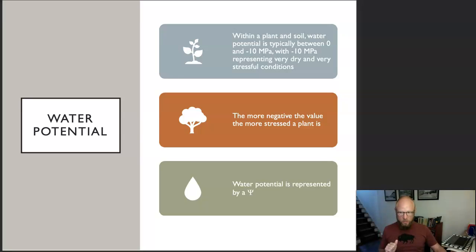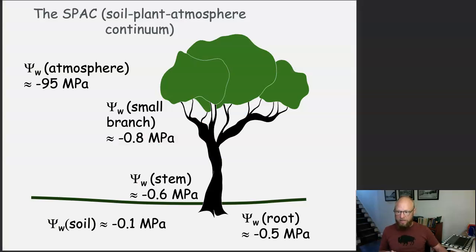Okay, so now we know a little bit about water potential and the potential energy of water. And we also know that water is going to move from a place of high potential energy to low potential energy. So now we can apply this to what's going on in a plant. I've got here some water potential values of different components of the plant and the ecosystem. Let's just look at these numbers real quick, and then I'll talk about their relevance.